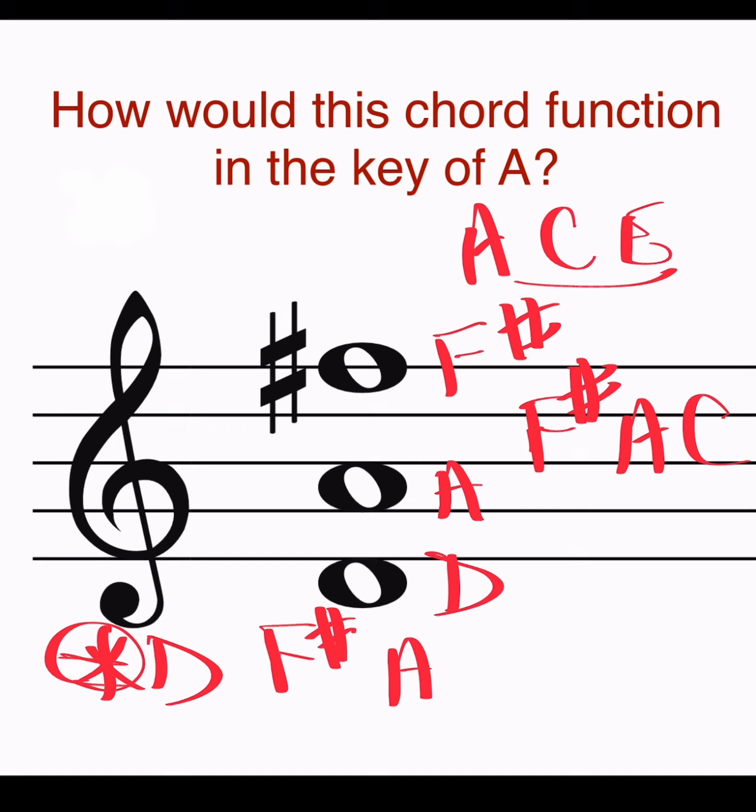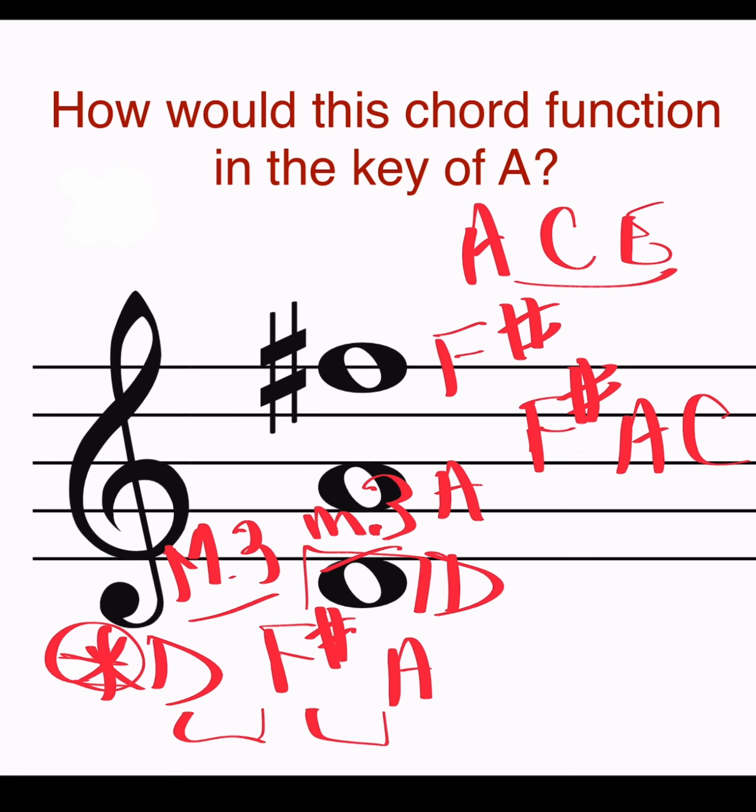Now to figure out the quality of the chord, we want to look at the intervals between the notes. D up to F sharp is a total of 4 half steps. That is the recipe for a major third. And then F sharp up to A is a total of 3 half steps. So that's a minor third. Major third plus a minor third, that is the recipe for a major chord. So the chord that we have written here is a D chord or a D major chord.